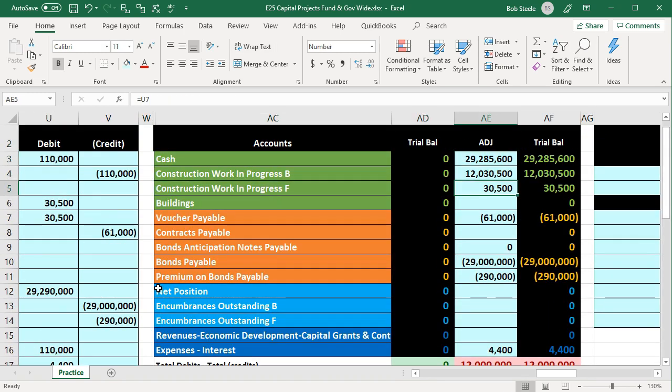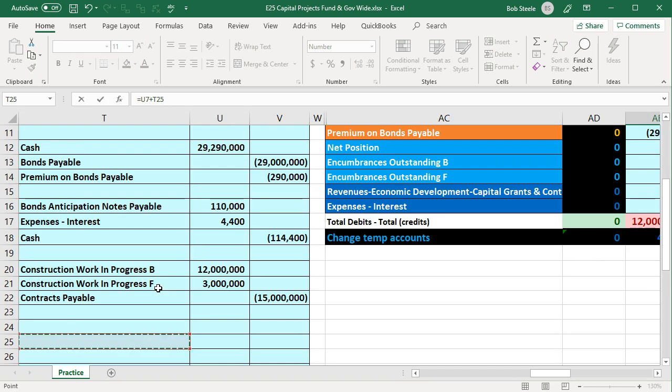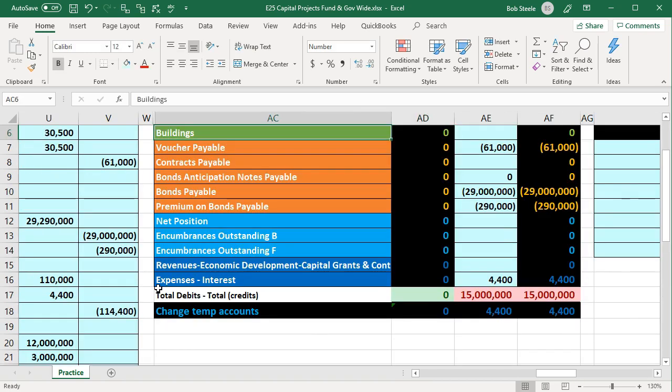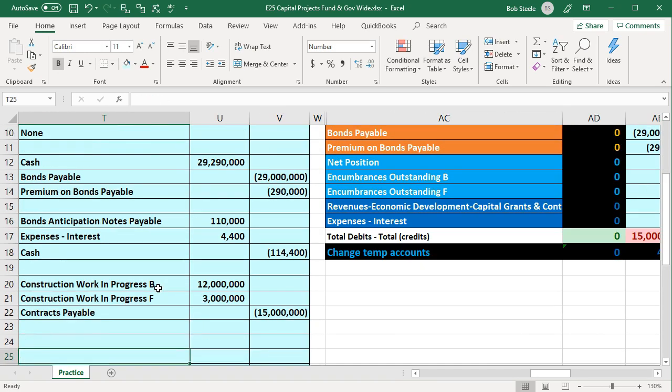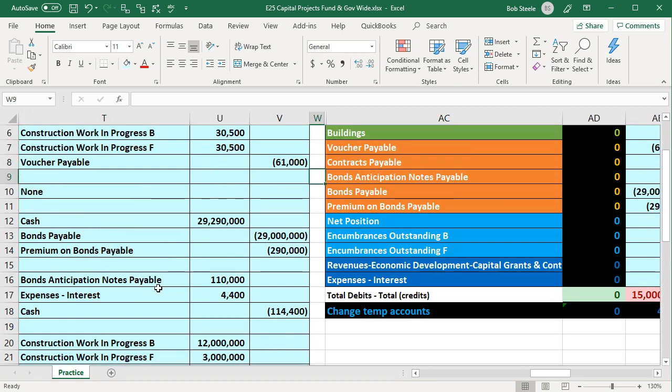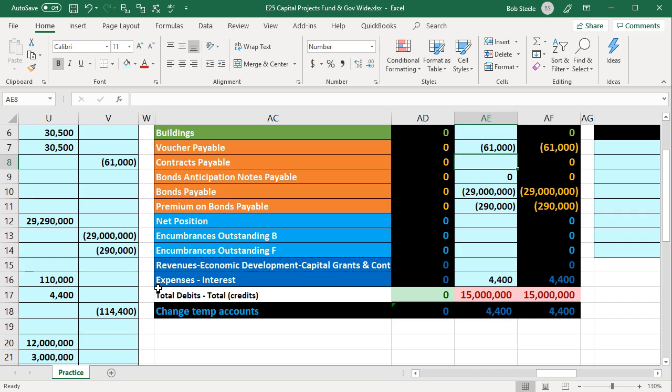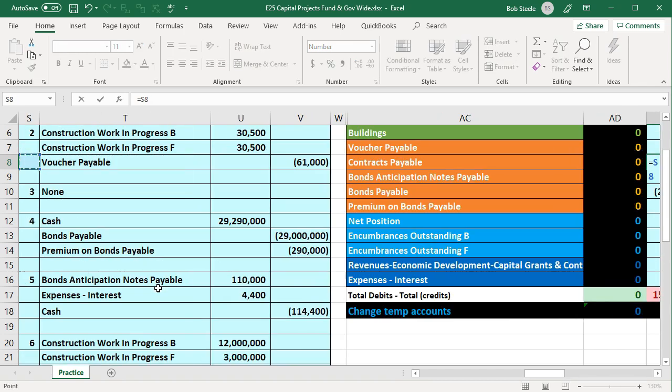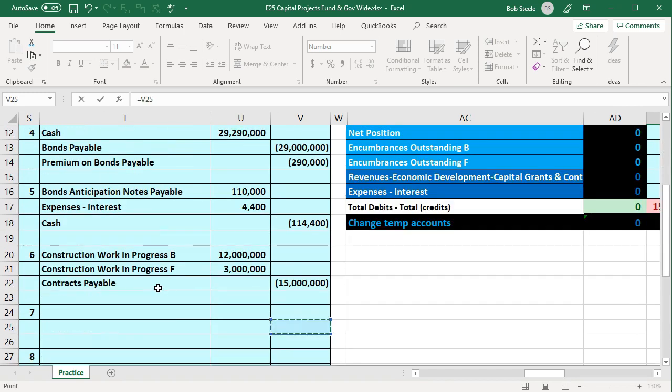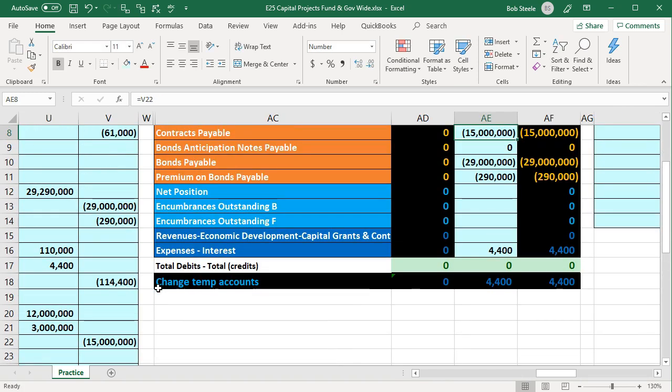So here it is. We're on AE5, F2 plus F2. Scrolling back down, and we're going to pick up that item. And then we've got the contracts payable. That's going to be in the liability area. We have the contracts payable in AE8, equals. Scrolling back down, and we're going to pick up that 15. So there we have that. That then puts us back in balance.